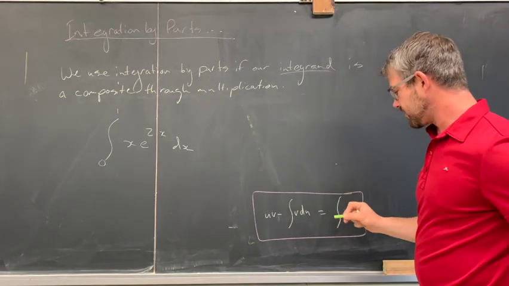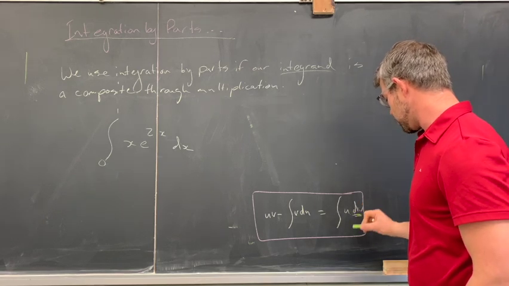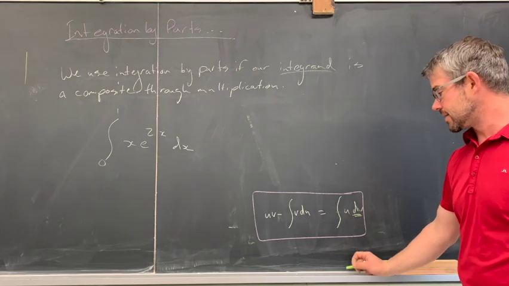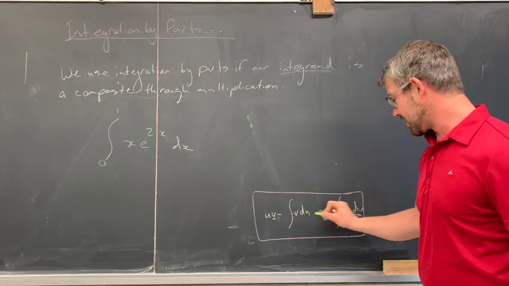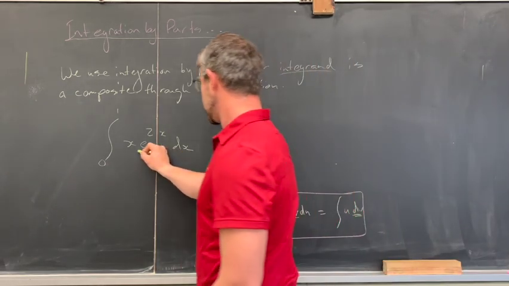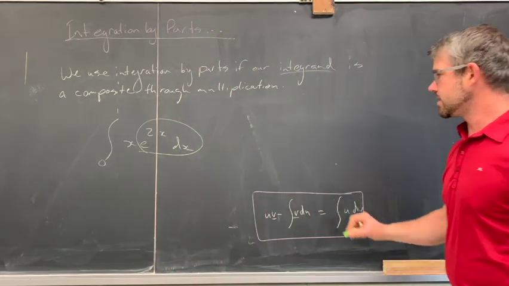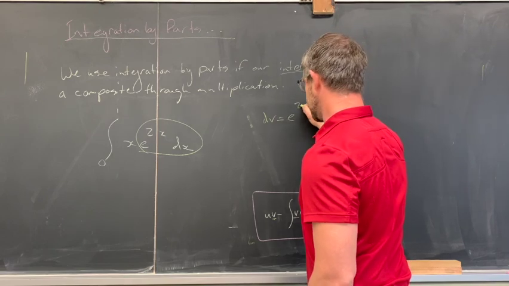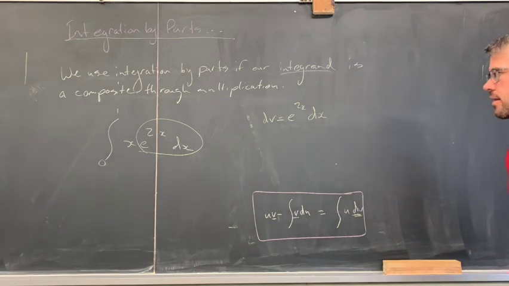What I'm going to have to do is pick u and pick dv. Now dv is a function that I will have to integrate to then solve for v. So I need to pick a function that I can easily integrate to solve for v. So I think I'm going to pick this function as my expression for dv. So I'm going to let dv equal e to the 2x dx.